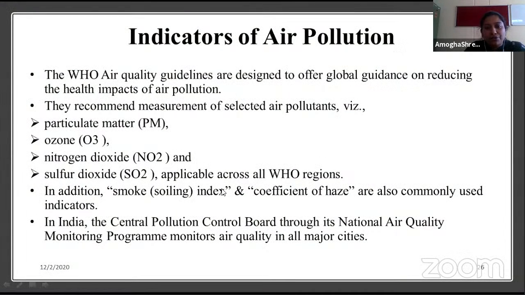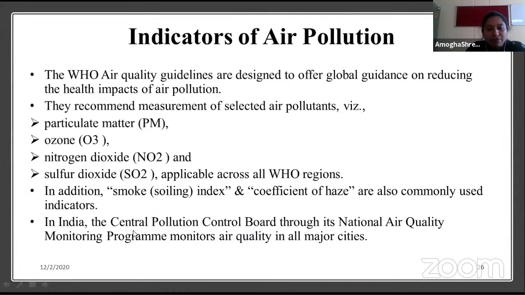So, indicators of air pollution. WHO air quality guidelines are designed to offer global guidance on reducing health impacts of air pollution. So, we are recommended to measure certain air pollutants like particulate matter, ozone, nitrogen dioxide, sulfur dioxide, as well as smoke index and coefficient of haze.